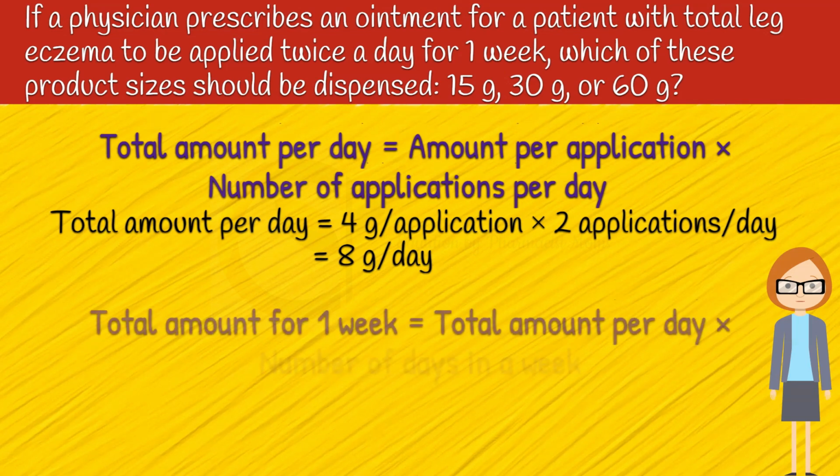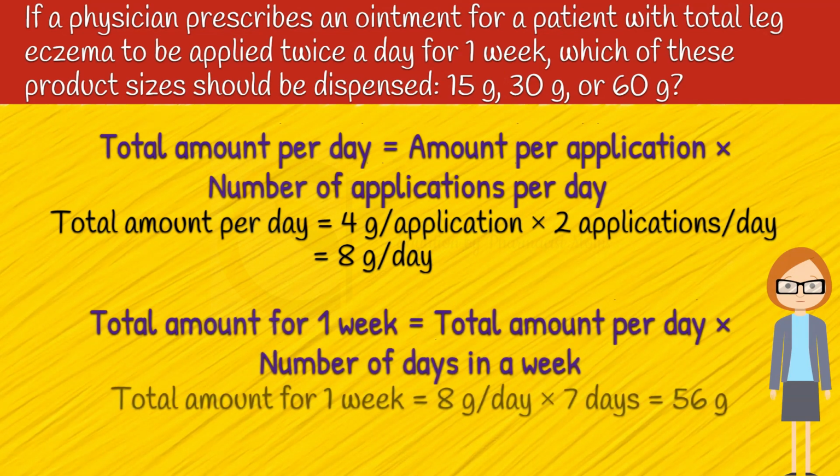Next, let's calculate the total amount of ointment needed for 1 week, that is 7 days. Total amount for 1 week is equal to total amount per day multiplied by number of days in a week. Total amount for 1 week is equal to 8 grams per day multiplied by 7 days. Total amount for 1 week will be 56 grams.